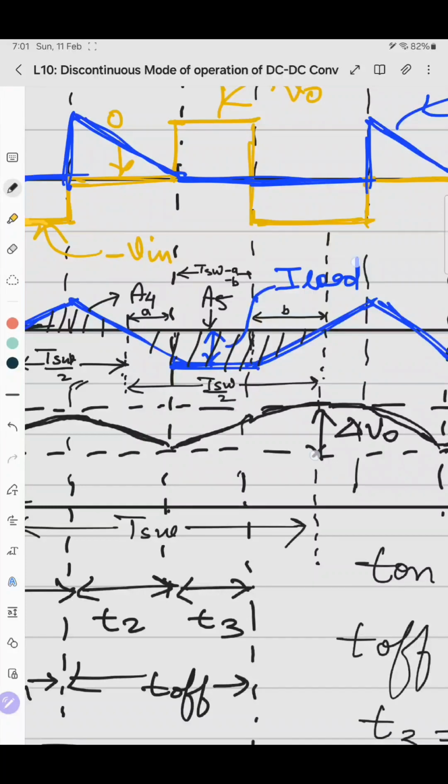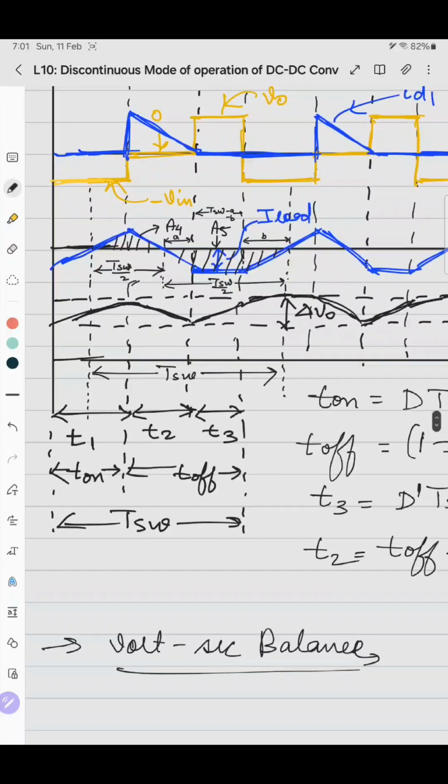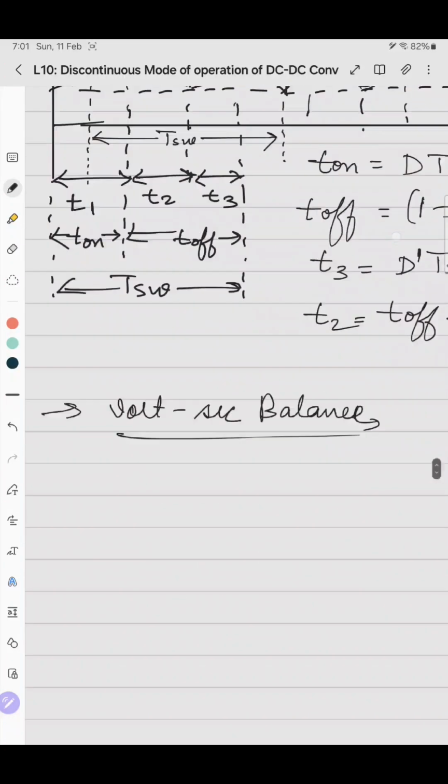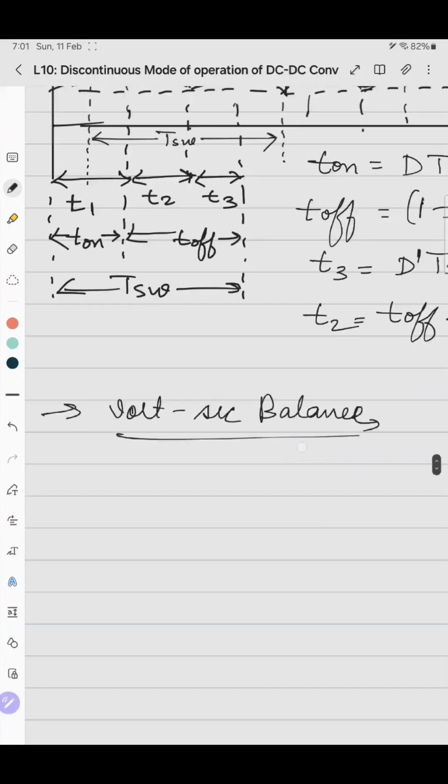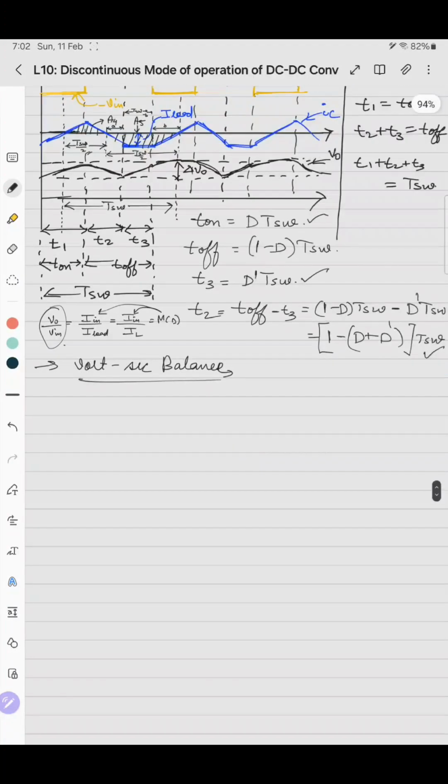Height we know, that is I load, and base only you have to find, A and B you have to find, but it seems slightly complicated to find. So what we'll do is, as volt second balance is easy to find, what we'll write is V0 by V in equals to I in by I load, which is also equals to I in by IL, inductor current. We know this transfer function, this is M of D, and then we can easily find I using amp second balance, because amp second balance gives us this current gain. So this first we'll find using volt second balance.